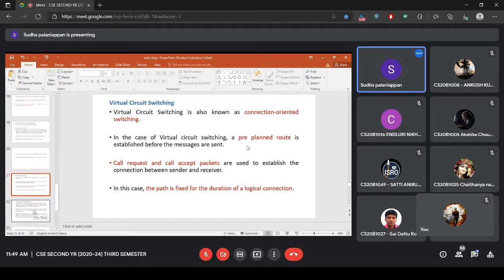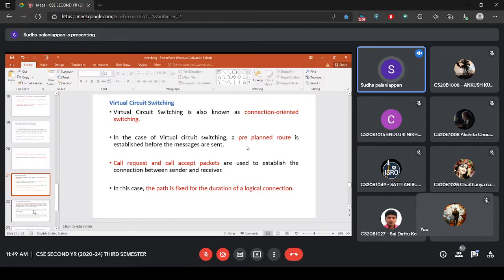Here also the data transfer unit is packets. In packet switching, you send the data as packets, so the original information will be split into a number of packets and then transferred. Each packet will take a different route, but it is fixed. It is a pre-planned route, already planned by the router. Is it clear? There will be routing tables, so they can find the path.